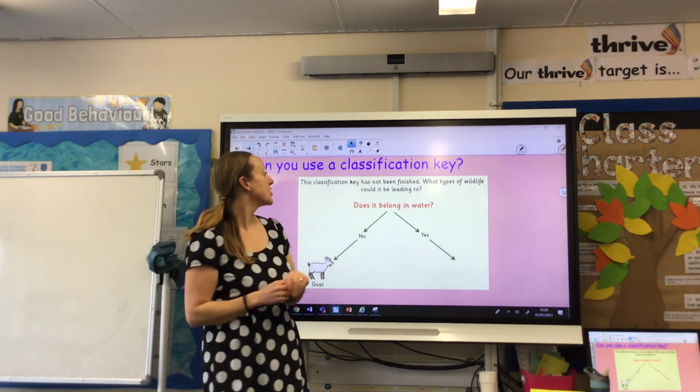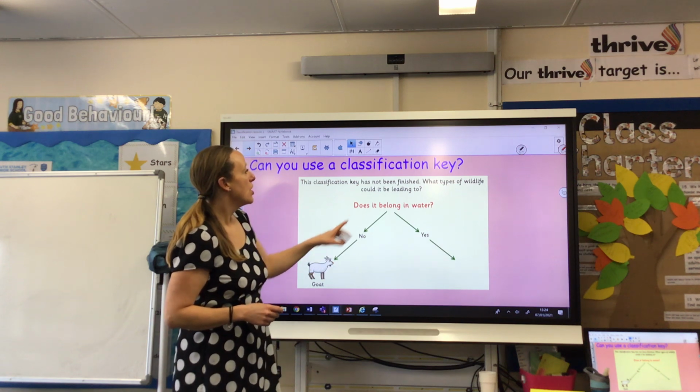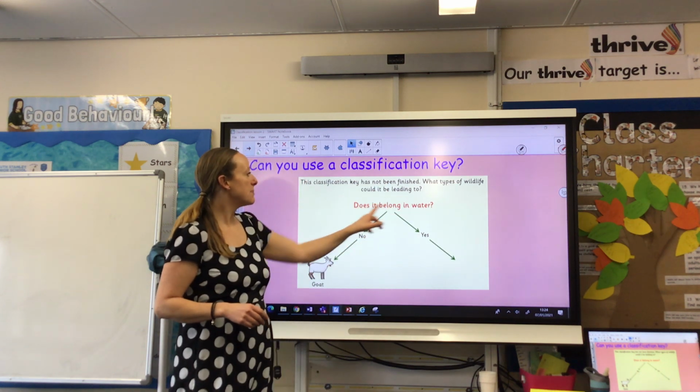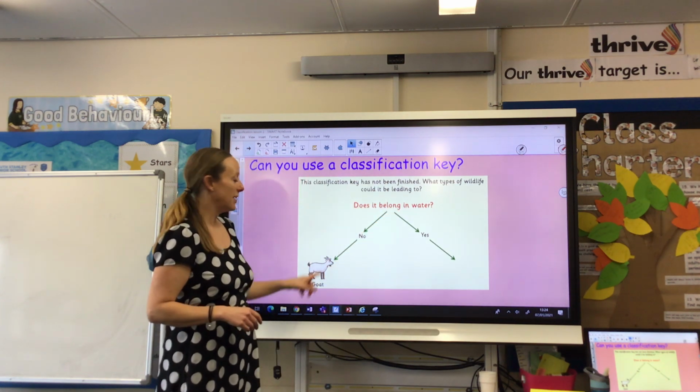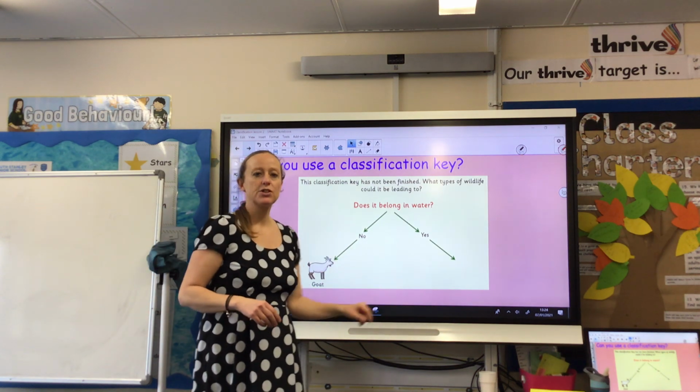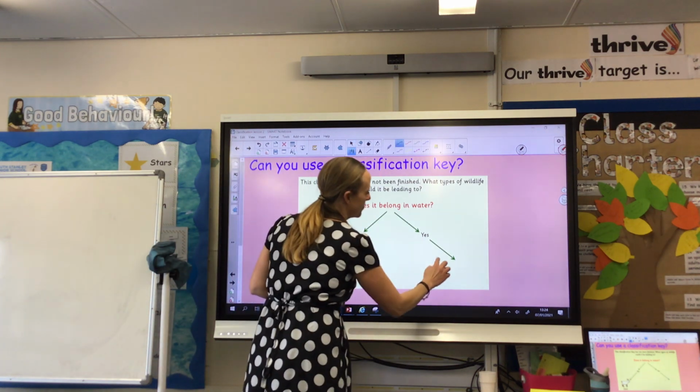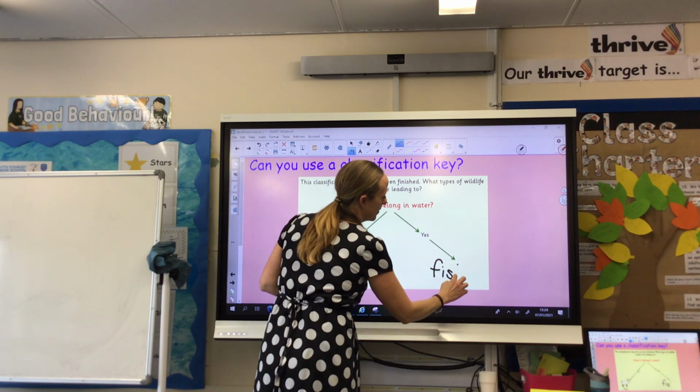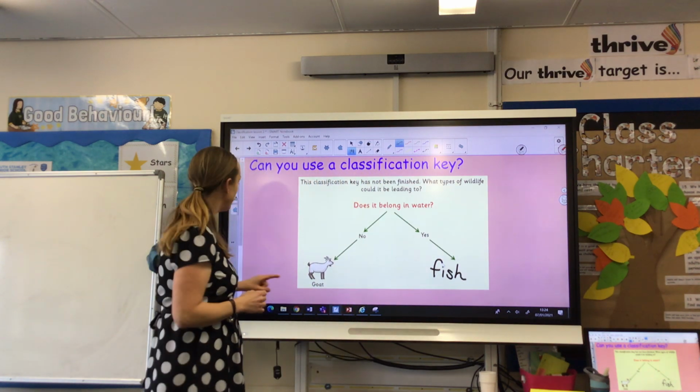Okay, so the classification key, this one has not been finished. What type of wildlife could it be leading to? So does it belong in water? Yes, no, it's a goat. Yes, this could be a fish. Okay?